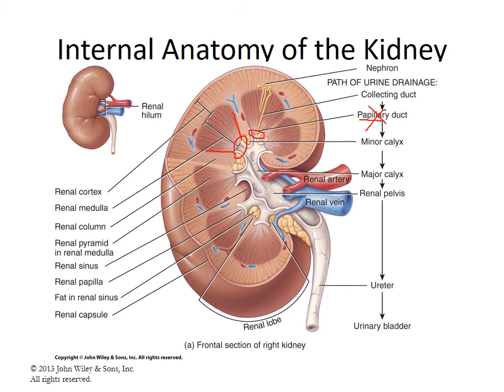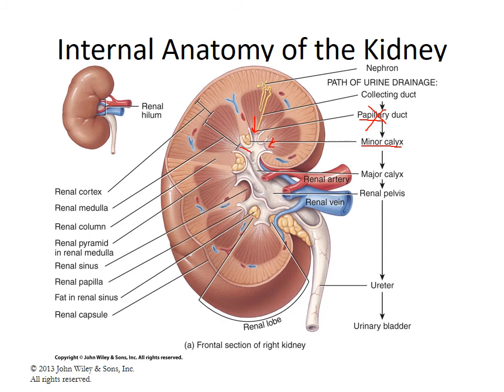Those are called minor calyxes. Minor calyxes are going to be found at the point of every one of these renal pyramids. And at that point, they are starting the process of getting urine out of the kidneys. And so each renal pyramid is going to have a minor calyx.